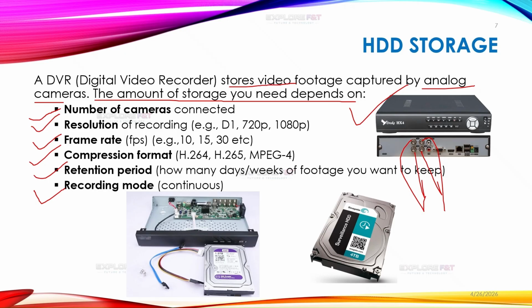Number of cameras means how many cameras you are going to connect to the DVR. Resolution means at what resolution you are going to capture the video, like 2 megapixel or 3 megapixel. Frame rate is generally 10, 15, 30 or 60 fps, depending on your requirement. Frame rate means how you are capturing video: a video is not just one picture, it is a combination of multiple images.